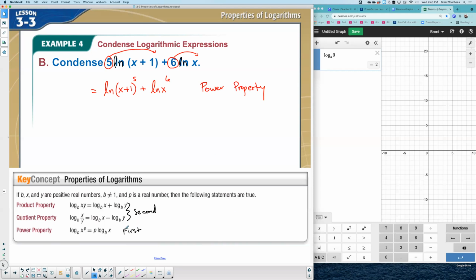That's great. So we first did the power property. Now you'd ask yourself, two logs adding is equivalent to one log multiplying. So this becomes one natural log, and we multiply. Since I'm multiplying, typically if x is by itself without a transformation, we put it first. So I'm going to put x to the 6th first, times (x plus 1) to the 5th. I'll rewrite the order just because that's the way we normally write it. That is the product property.